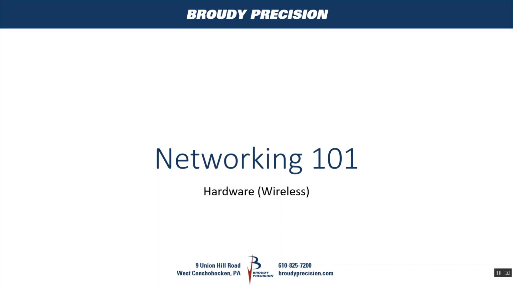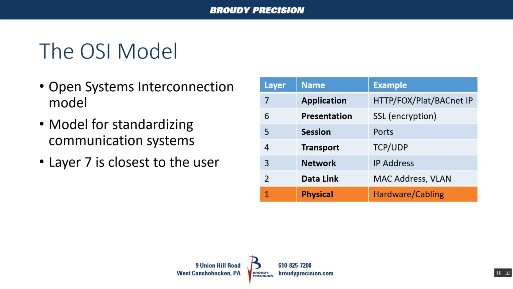In this video, we will be looking at wireless hardware. Like our wired hardware, we're still located at layer 1 in the OSI model, which is the furthest away from the user, and it is where we have our physical devices, hardware, and cabling.